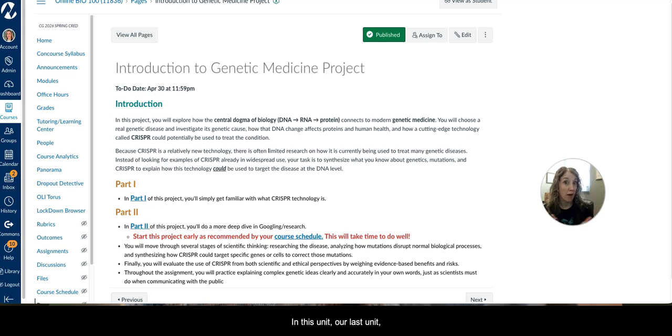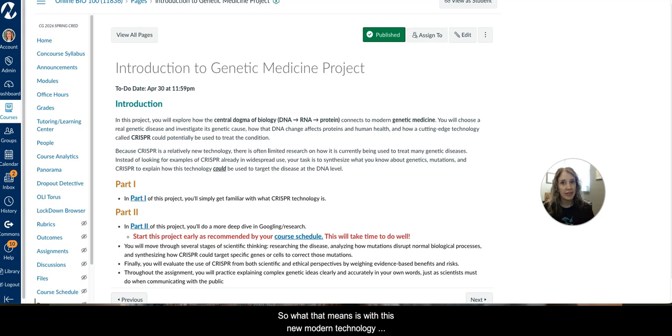In this unit, our last unit, we've been learning all about the central dogma. In other words, how all life uses DNA as the instruction manual for building RNA carbon copies and then eventually translating that into proteins. But this is the basis for how all life works. They use that genetic information for building more of themselves, right?